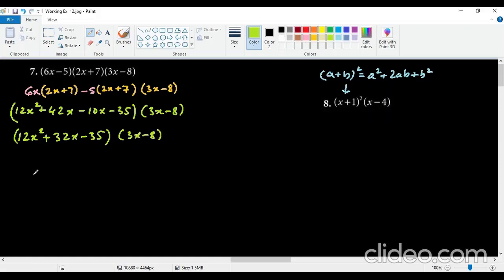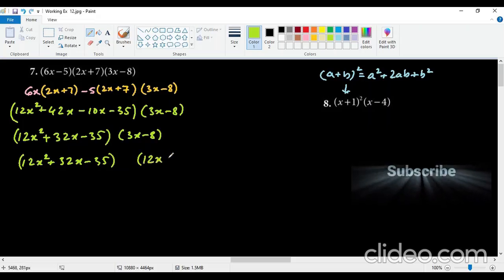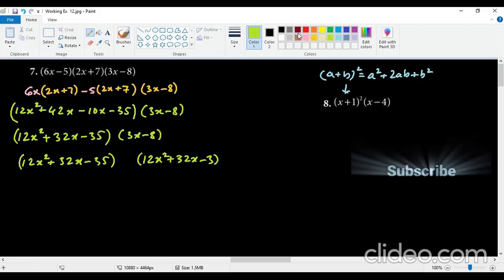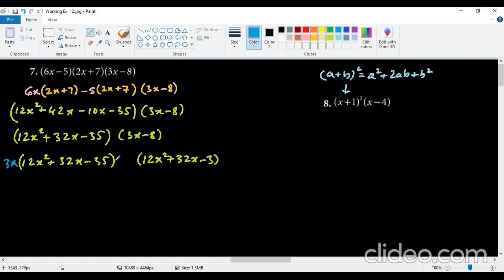This is going to be multiplied by 3x minus 8. So I will write 12x square plus 32x minus 35 two different times. I have written two times, and now I'm going to multiply this by 3x first and then minus 8 later.